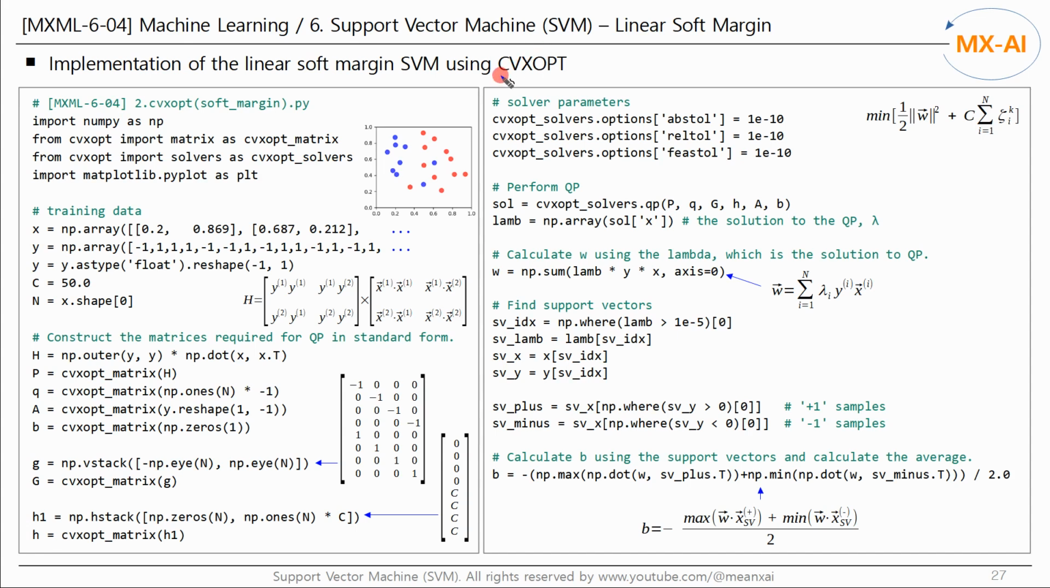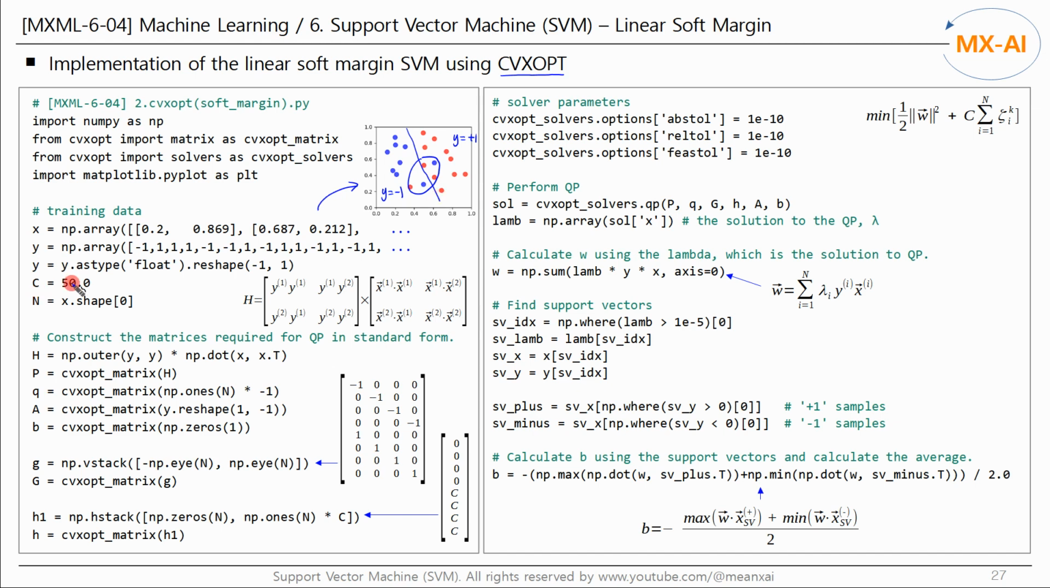Now let's solve this optimization problem using the CVXOPT library and implement a linear soft margin SVM. The data we will use is like this. The class Y of the red data points is +1, and the class Y of the blue data points is -1. Because the red and blue are mixed, the two clusters cannot be completely separated by a single straight line. We need to approximate separation using the soft margin SVM.